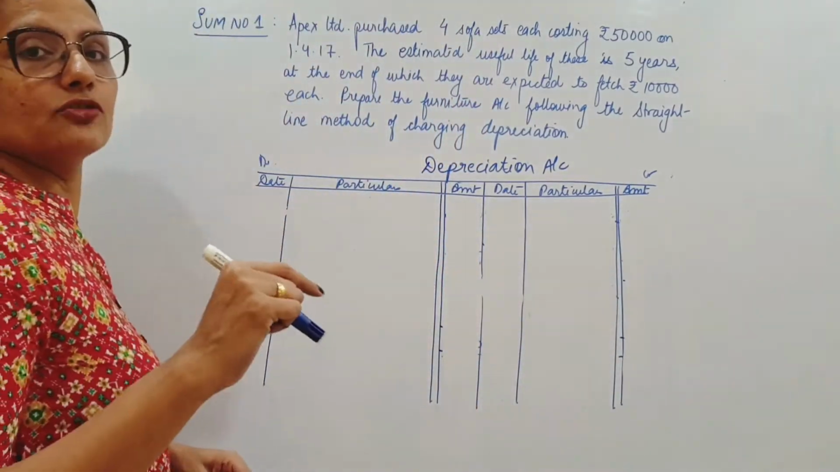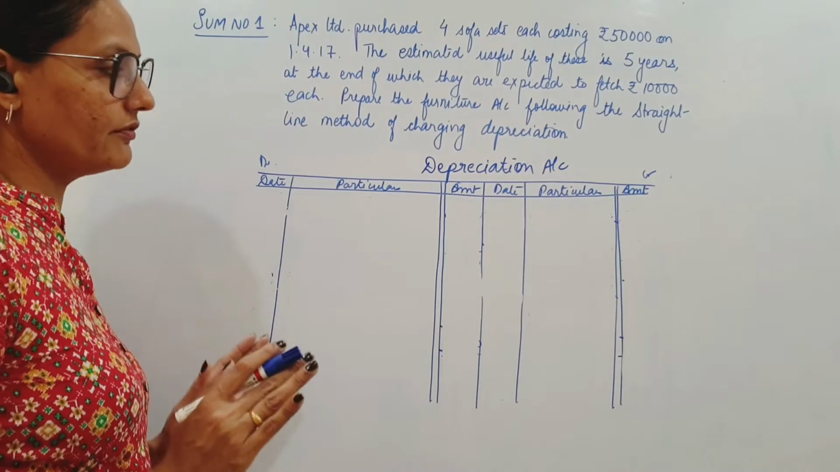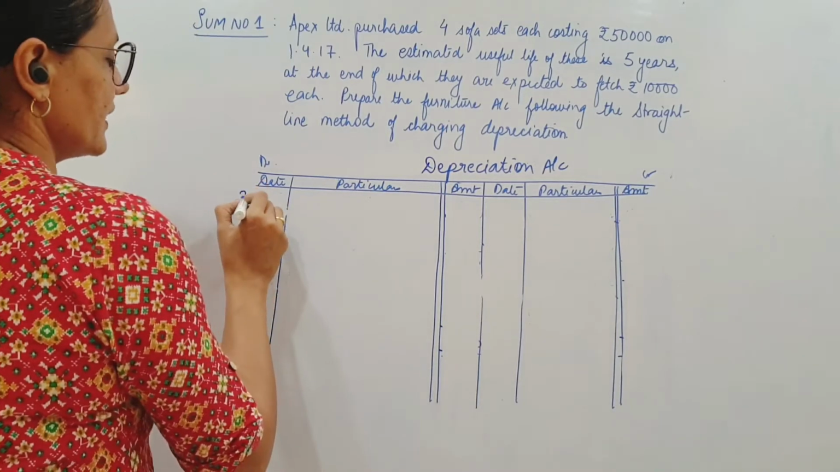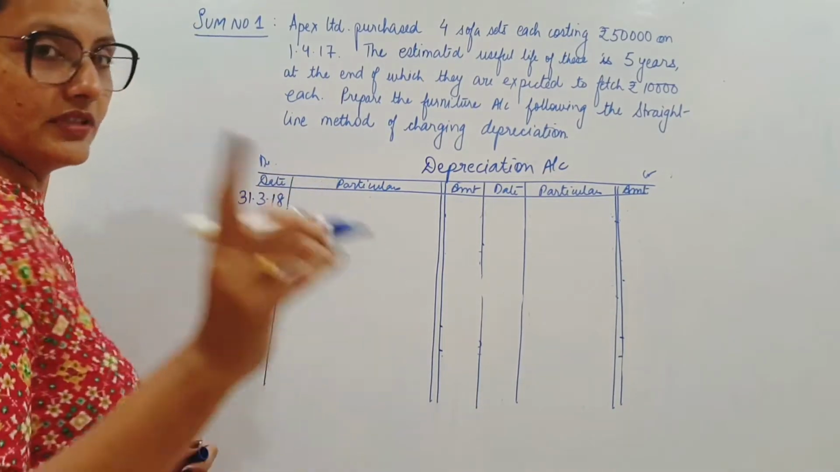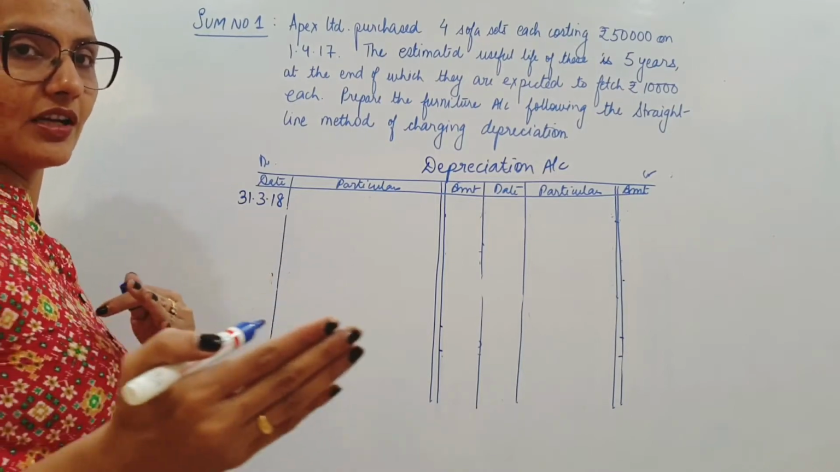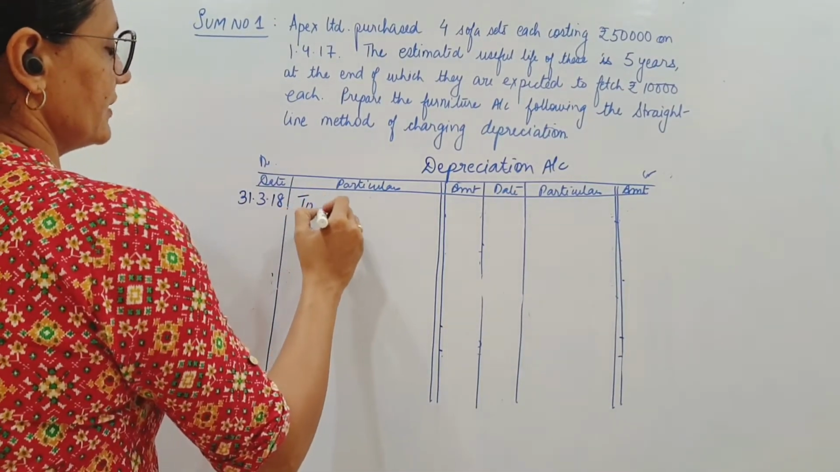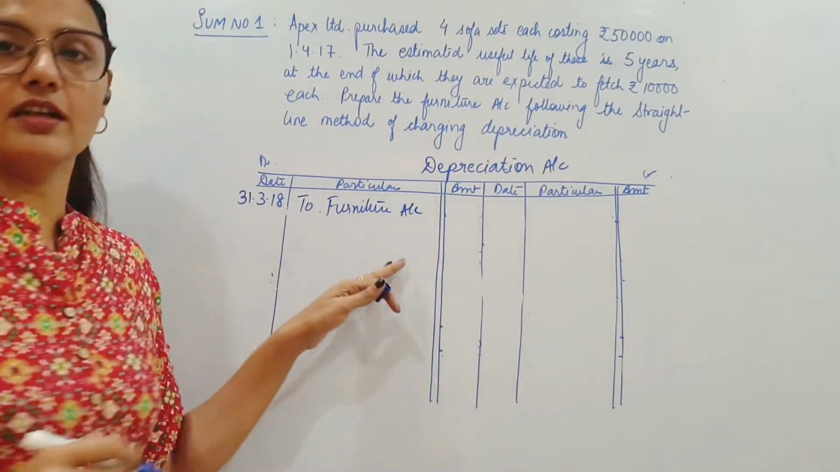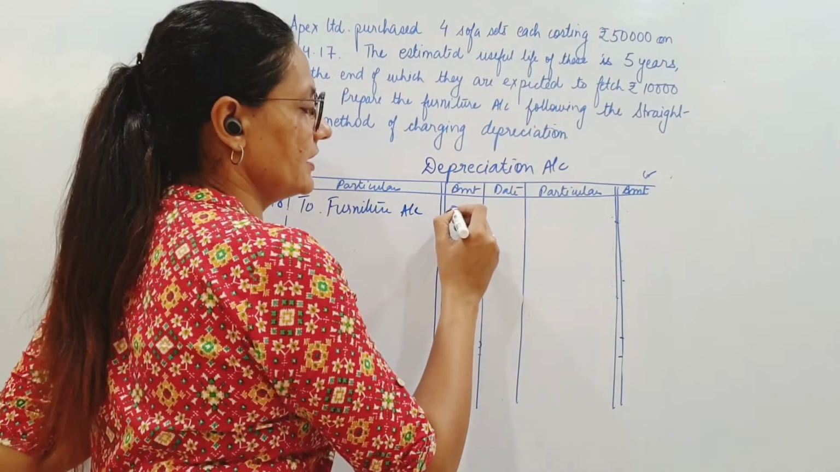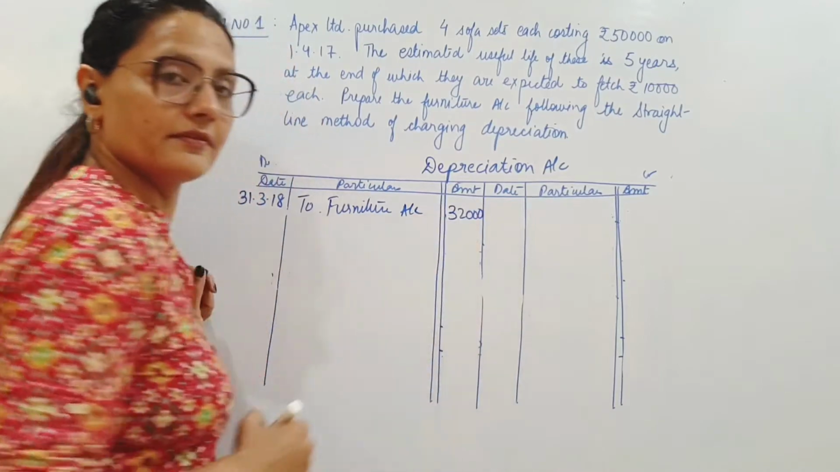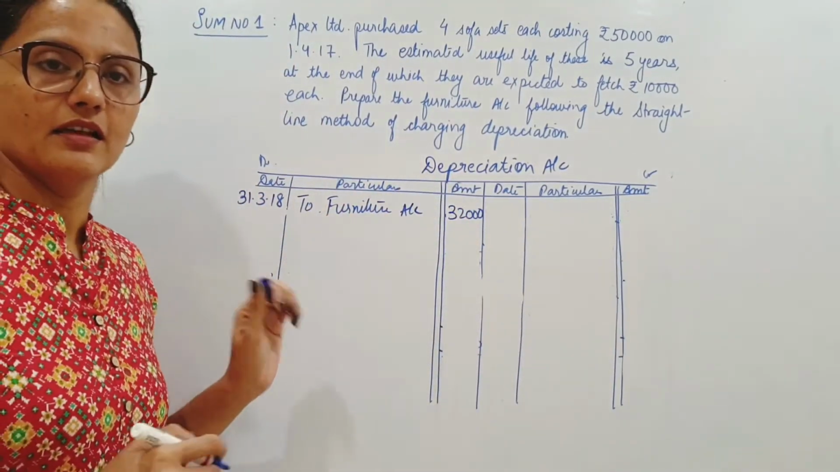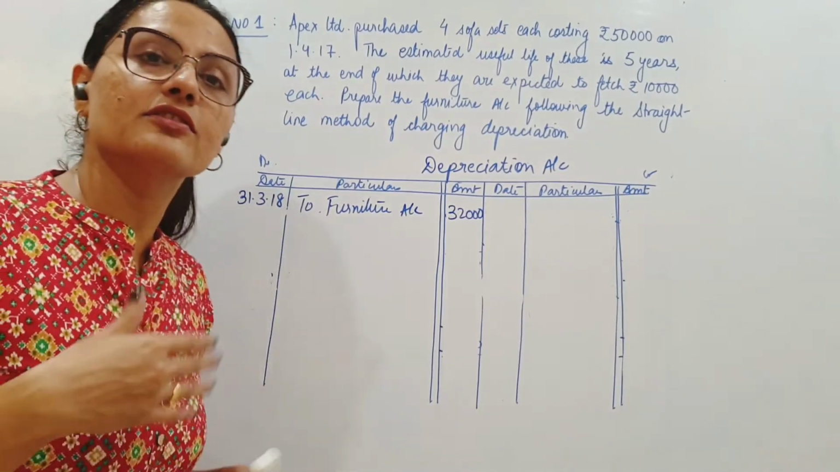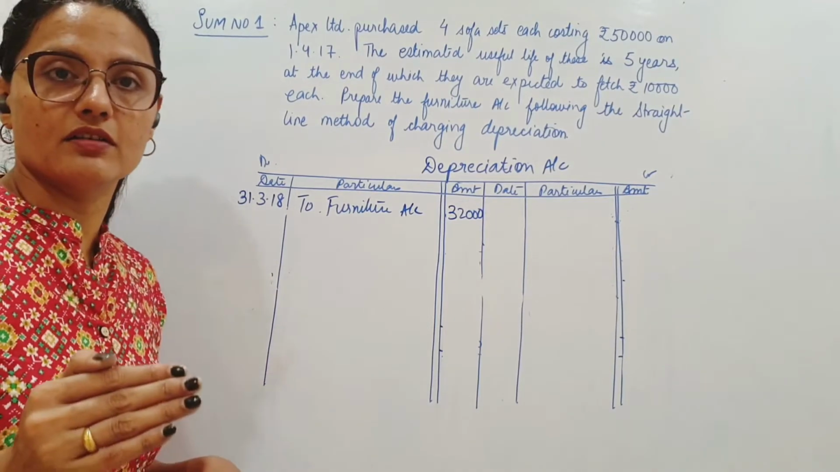Now, that entry is to be passed at the end of the year, 31st of March. So, depreciation will be debited first time on 31/3/18. If you see, machinery account में देखो, कब depreciation charge? End of the year. I will write here to the asset account, meaning to furniture. To furniture account, how much did we depreciate in year 1? 32,000, right? So this is my expense.